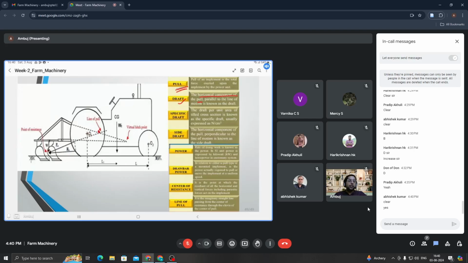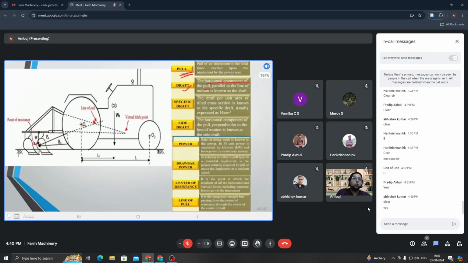Yes. Another thing, another doubt was there regarding line of pull, point of resistance, virtual hitch point, everything. So I have made a slide and I will tell you each and everything so that all your doubts are cleared. Okay. See, an implement is attached to a tractor. Okay. So just see in this particular figure here at the CG, the entire weight of the implement is acting.